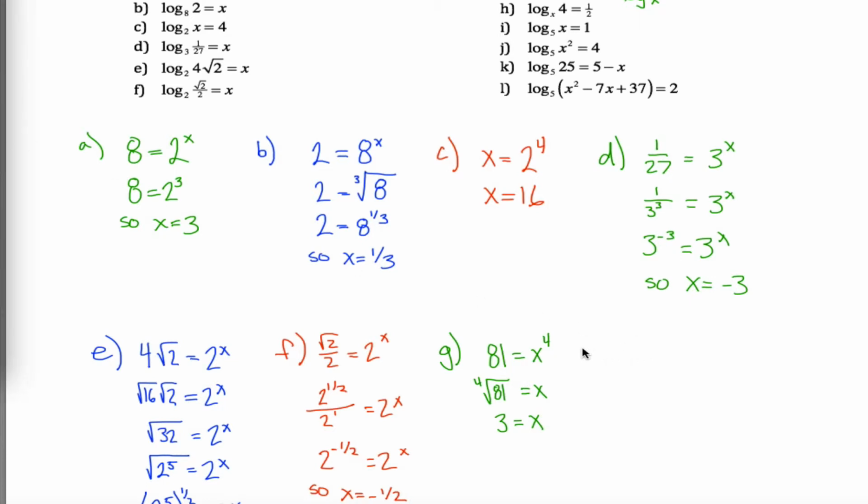Okay. Moving on. Part H, I have the log base x of 4 equals 1/2. What that means is x raised up to the 1/2 power is equal to 4. In other words, I could square both sides of the equation and get 4 squared, which is 16, would be what x is.